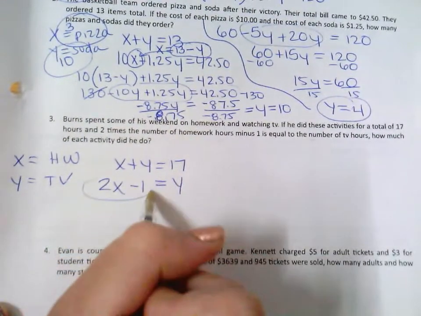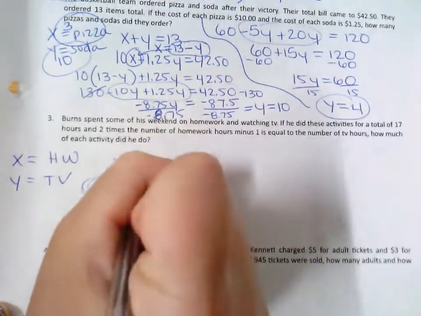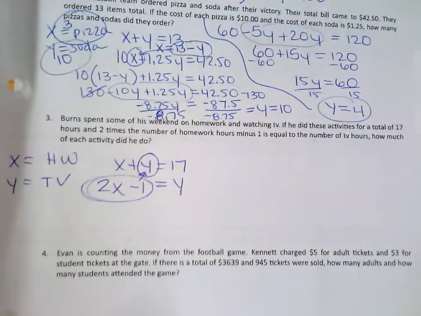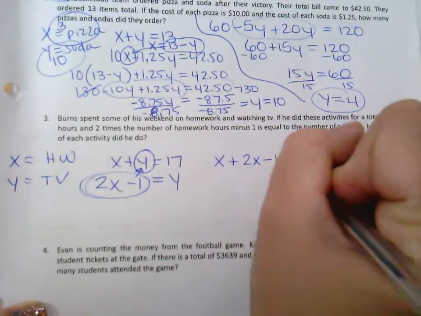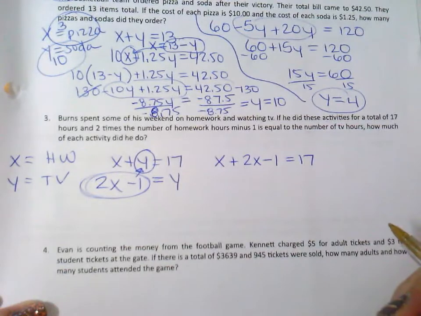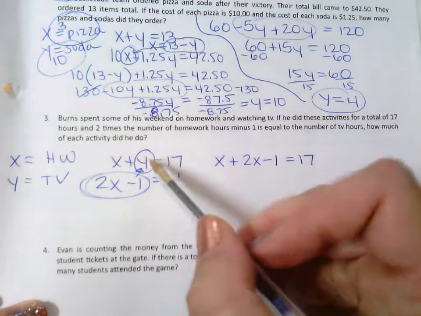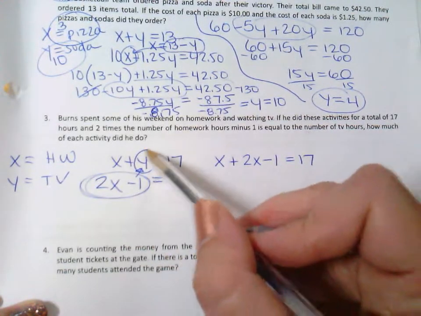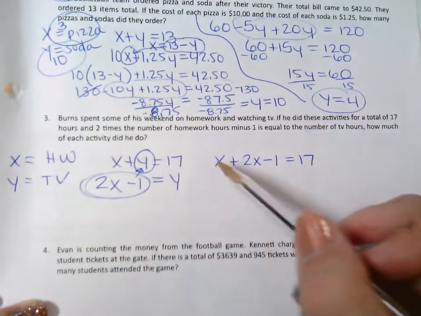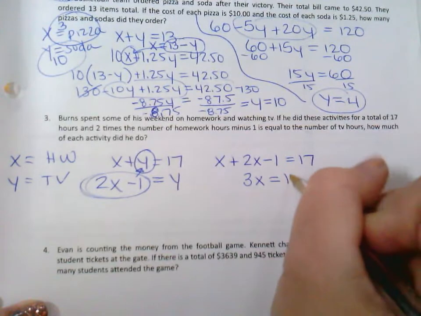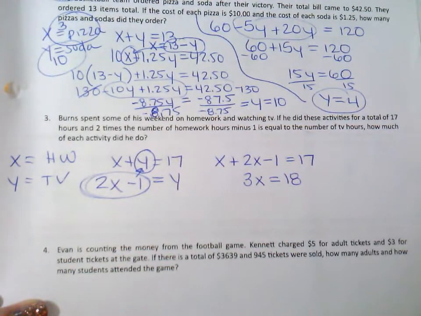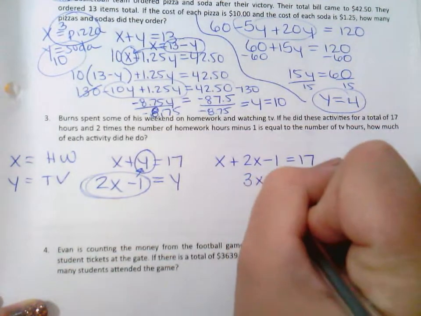So I'm going to take this part over here and substitute it in for y in the top equation. x plus 2x minus 1 equals 17. So I took this 2x minus 1, plugged it in for this y, and rewrote that top line equation. So 3x would have to equal 18 if I add 1 to the other side. So x would be 6.